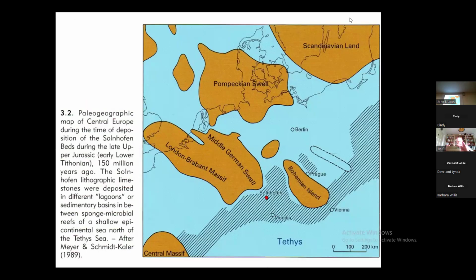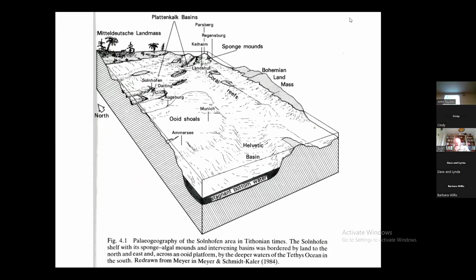So there is Solnhofen, and the shaded area is meant to represent this shallow epicontinental sea that's on the margin of the deeper water of the Tethys Ocean. And there were restricted lagoons within this shallow sea. Solnhofen was protected to the east by the Bohemian Island and protected to the north by the Middle German Swell. And then there were coral reefs also to the east and to the south as a barrier between the shallow sea and the Tethys.